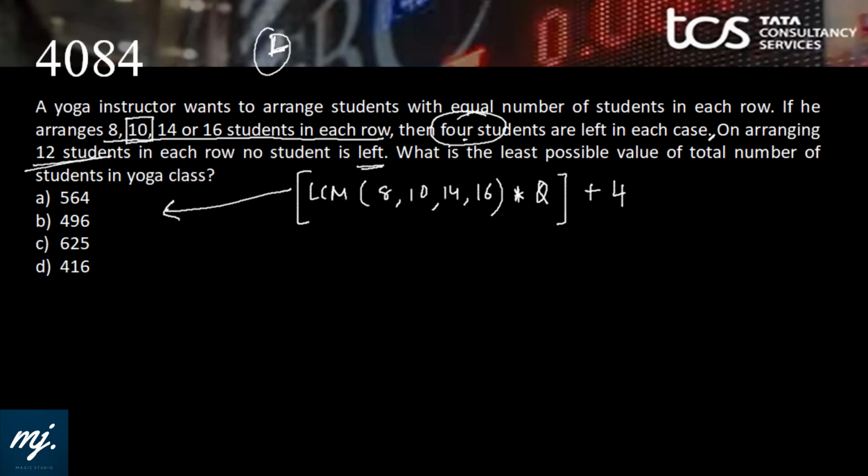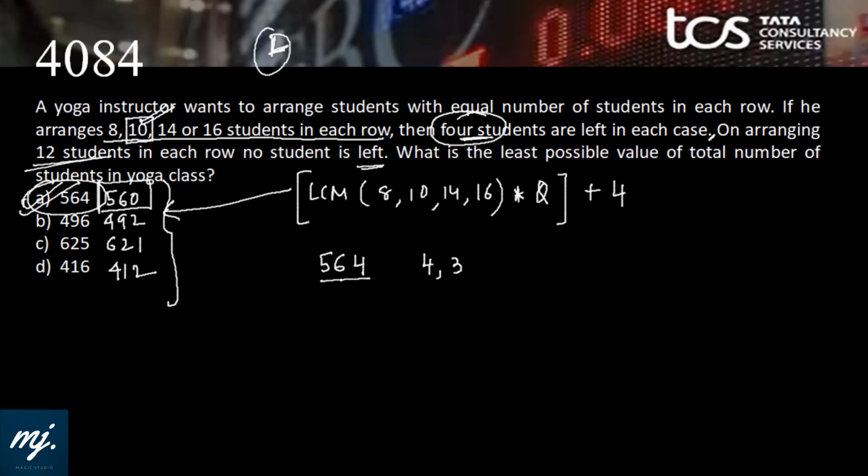See, our number when divided by 10 leaves remainder 4. If I deduct 4 from all the options, I'll get 560, 492, 621, 412, and only 560 is a number which is divisible by 10. That means out of the 4 given options, this is the only option which should fit in. And now let's check. Is 564 divisible by 12? For divisibility by 12, it should be divisible by 4 and divisible by 3. Sum of digits is 15. That means it is divisible by 3. Last 2 digits are divisible by 4. That means 564 is divisible by 12.